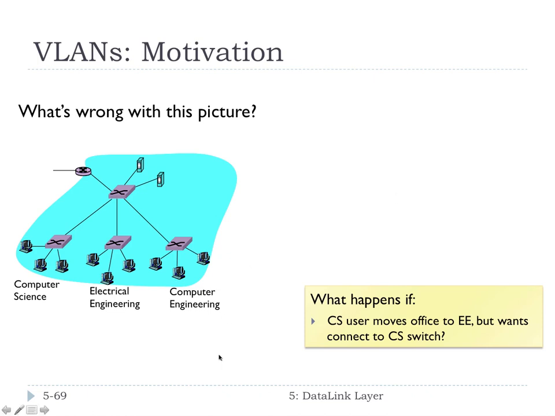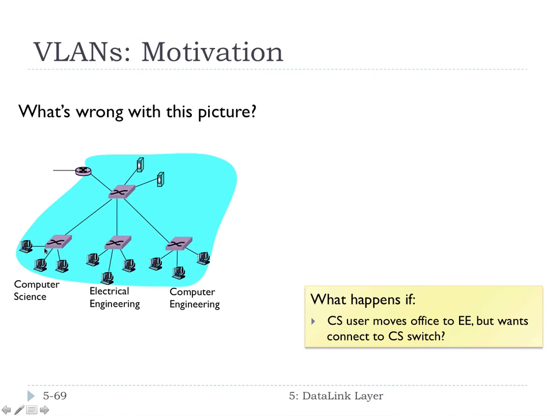Let's imagine that we've got this university, and they've got a computer science and electrical engineering and computer engineering department. People who work in those departments connect to the switches for those departments. And that's the way this network is structured. Well, what happens if a CS person moves offices over to electrical engineering, to that other building, but they still want to connect to the CS switch for whatever reason? It's important that they're on that network.